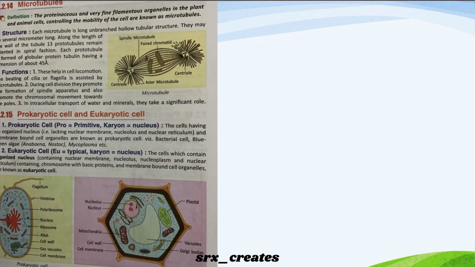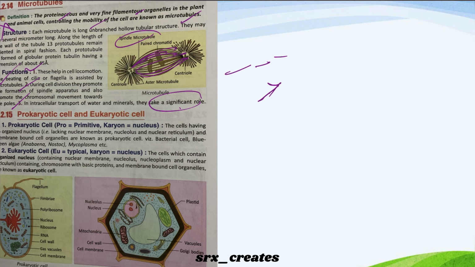Microtubules are what? Proteinaceous and very filamentous, meaning they are made of many filament-like structures. They are present in both plant and animal cells, controlling mobility, meaning they can help change location. See, spindle fiber, this is what I was saying, spindle microtubule or spindle fiber. The function is helping in locomotion, beating of cilia and flagella. During cell division, they promote the formation of the spindle apparatus, as I said, and help in intracellular transport of water and minerals, and take a significant role. Okay, this is not required.